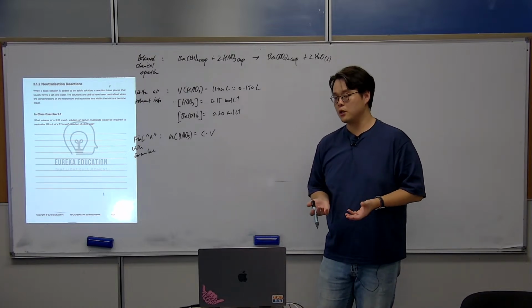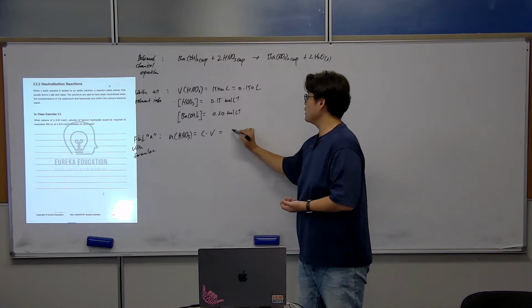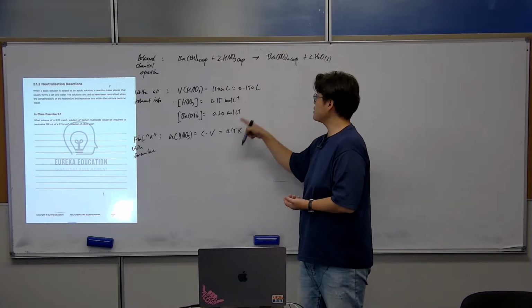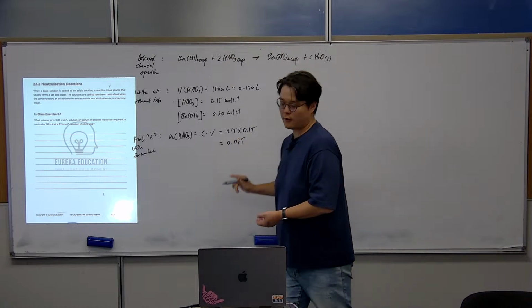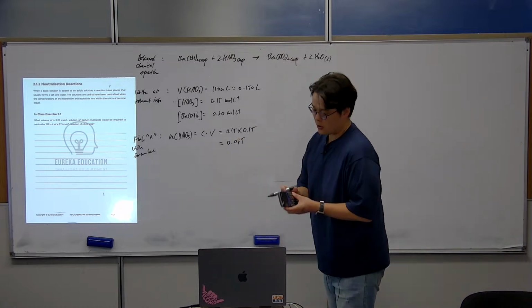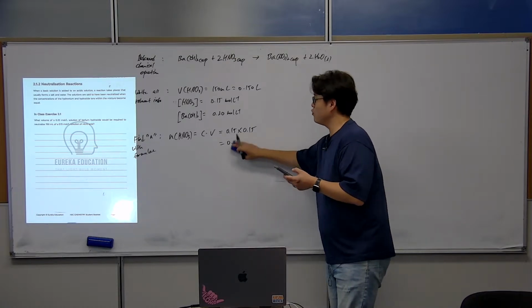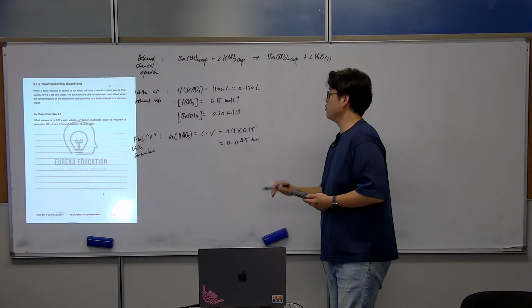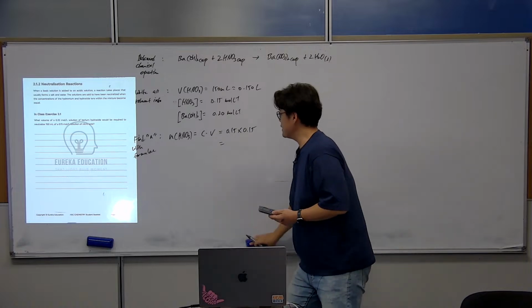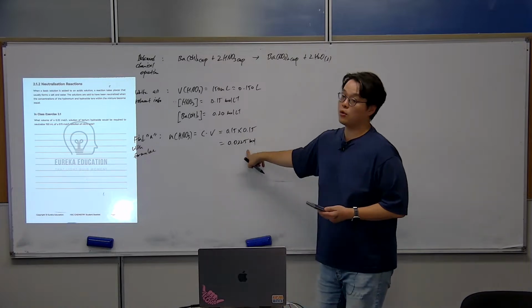Here you have a solution, so that means we use n equals CV. That gives 0.15 times 0.15, which gives 0.0225 mole of the nitric acid. This is the amount of moles you're given.